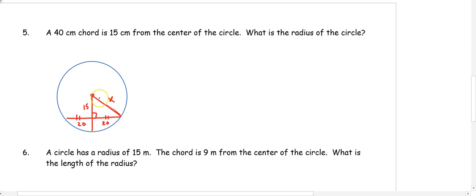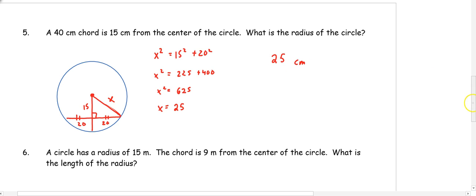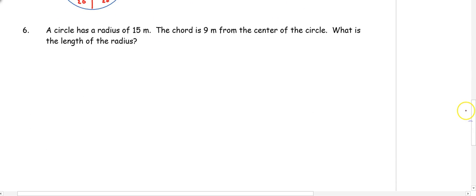So now I have my triangle to find the radius. So I have x squared equals 15 squared plus 20 squared. I get x squared equals 225 plus 400. X squared equals 625. So when I take the square root, x is 25, which means that the radius is going to be 25 centimeters. Let's look at one more example.